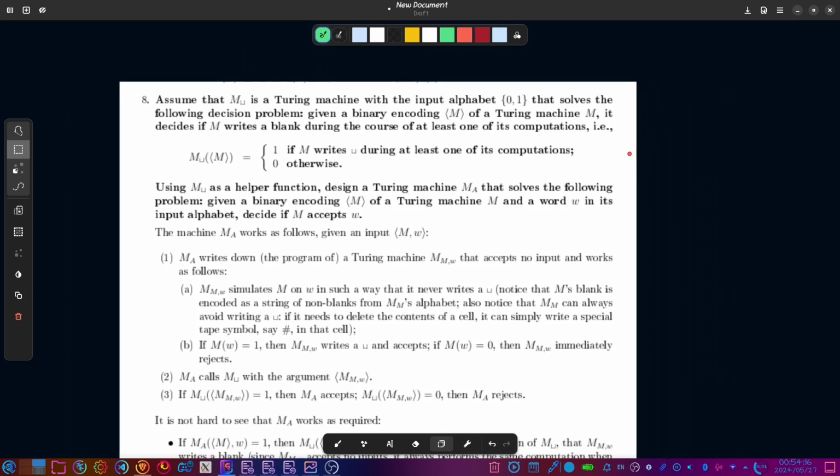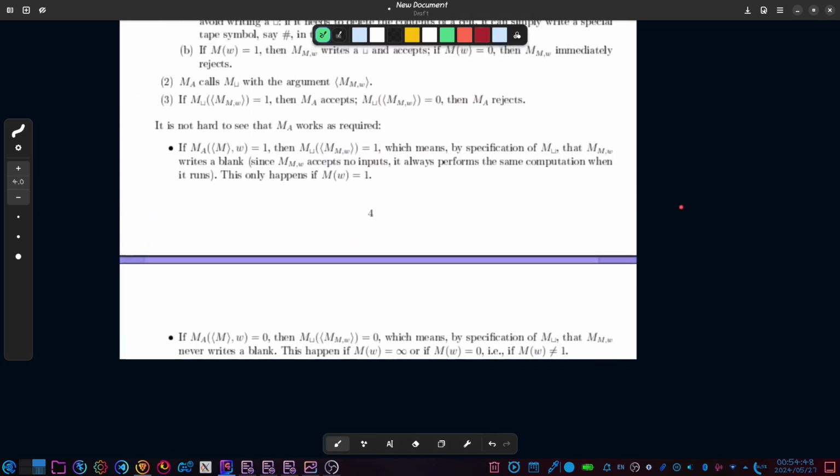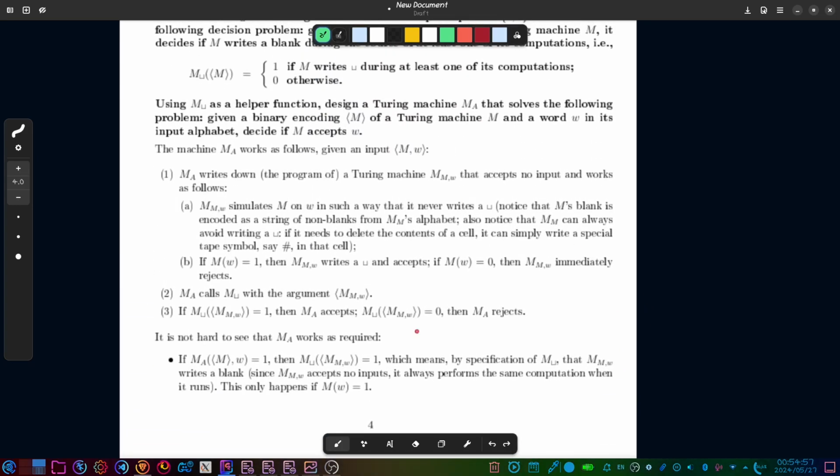Okay, so given a binary encoding M of a Turing machine M, it decides if M writes a blank during the course of at least one of its computations. So using this Turing machine as a helper function, design a Turing machine that solves the following problem: determine if M accepts W. I'm not going to go over the answer to this, by the way. That's self-study, that's homework. But I'll go with this.